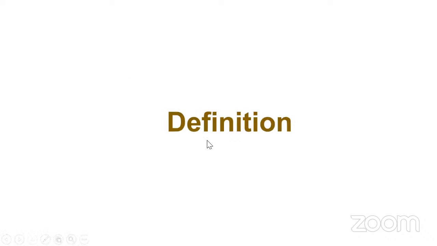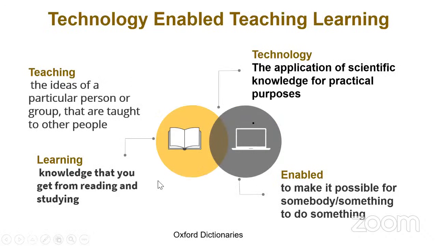So let me see what the definition for this will be. Each and every word: teaching is the idea of a particular person or group that is taught to other people. That's what the Oxford dictionary says. So as a teacher, we are giving some information to the people, and learning is that you are gathering some content. What type of content, what type of information are we gathering? That is why we take care of teaching and learning as a teacher, with the aid of technology, and we have to use that technology to help these two parts.